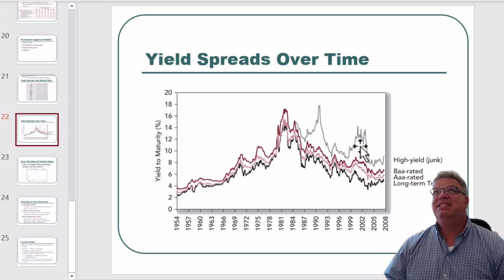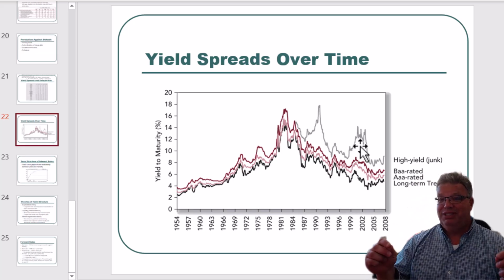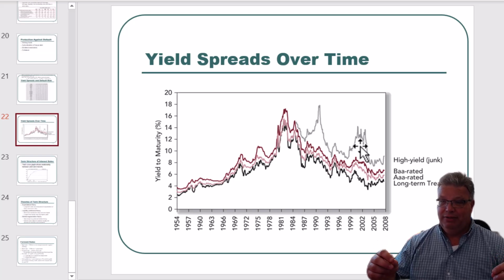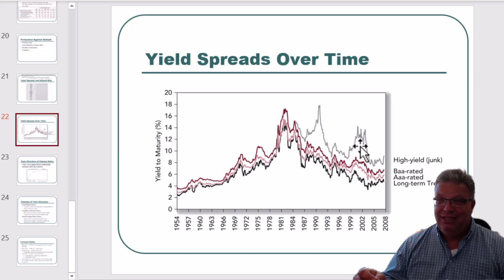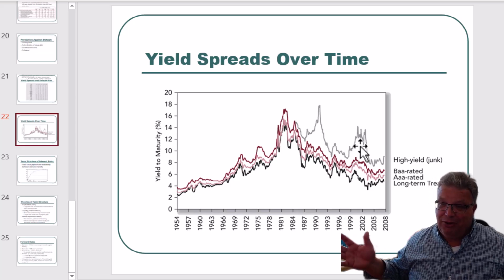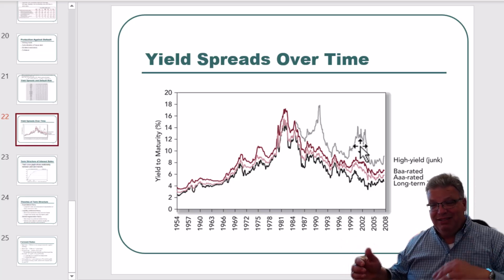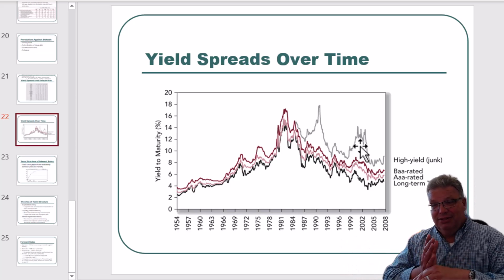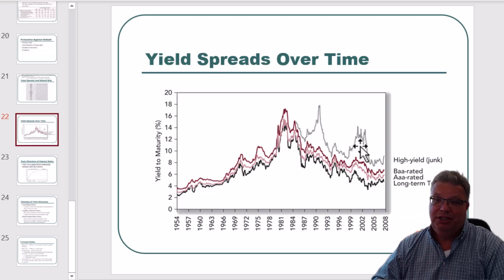And so what happens is when the economy goes into recession, people are worried about companies going bankrupt. And the companies that have the highest risk of going bankrupt are the ones with really low credit ratings, or the junk bonds, right? And so the prices on these bonds go down because people don't want to be caught holding these bonds of companies that are about to go bankrupt. And if the prices go down, the yields go up. And that's what this chart shows.